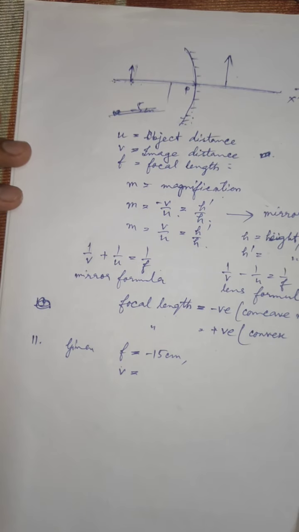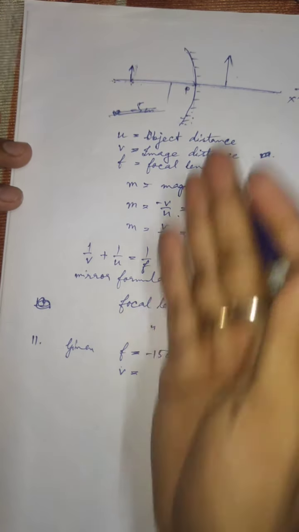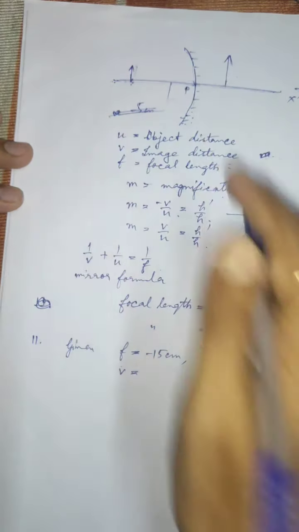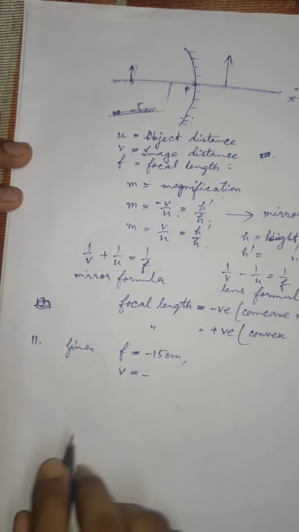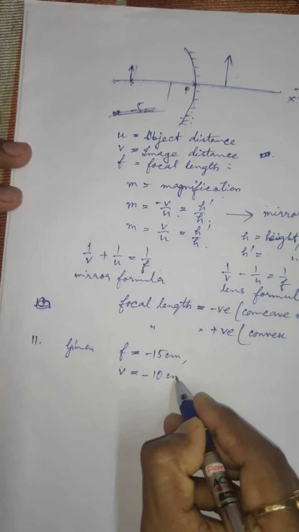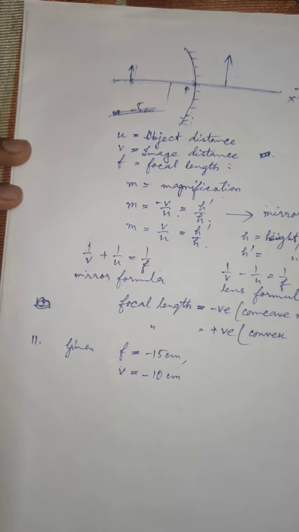Now in case of concave lens, the image is formed this side. You can see the ray diagram. That means in the negative side. So this must be negative. V is equal to minus 10 centimeter. That's why I already told you in the beginning that you must be clear about the ray diagram.